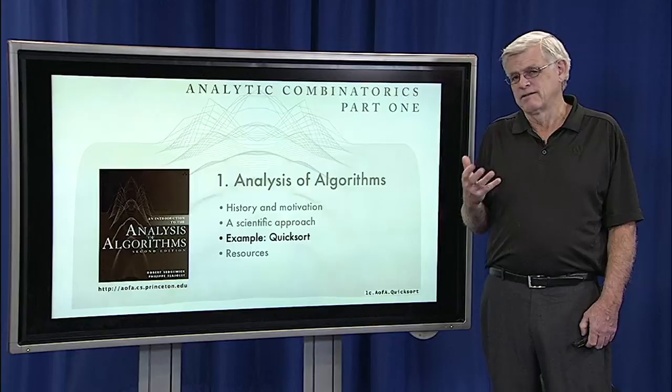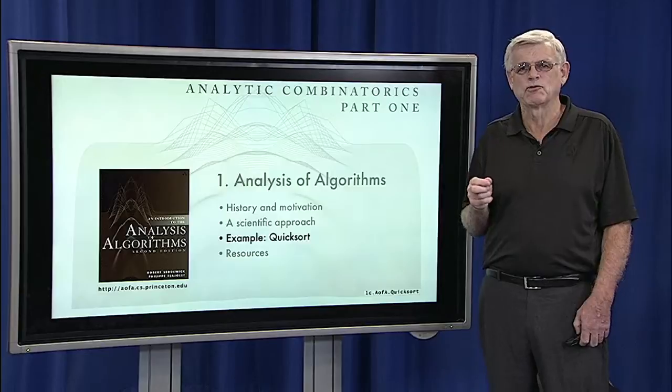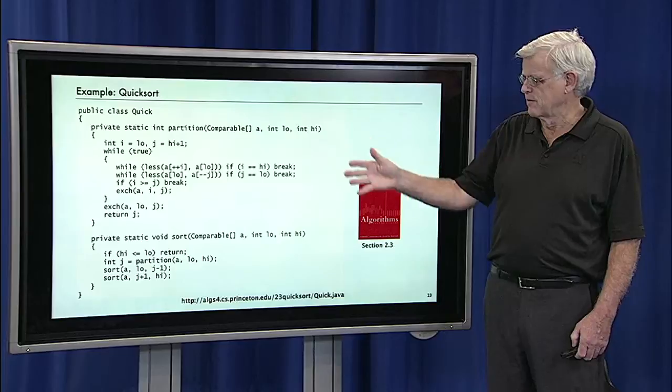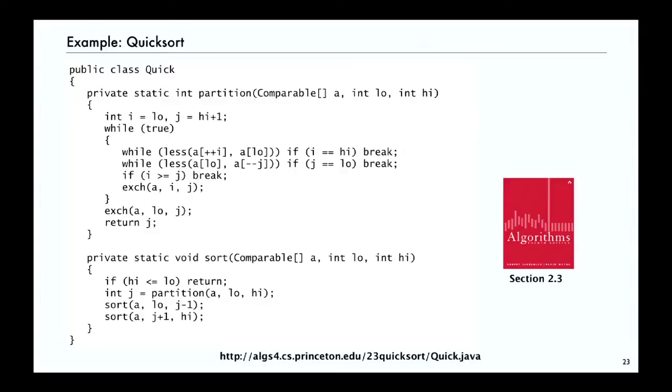Next, we'll do a complete example of the analysis of algorithms, a classic analysis of perhaps the most widely used sorting algorithm, quicksort. So this is the code for quicksort right out of section 2.3 of our algorithms book. And I encourage you to download that code from our book site, and I'll talk more about just how to do that later on. It's a recursive method down at the bottom, the sort method, that is based on doing a process called partitioning, which is the third line from the bottom.